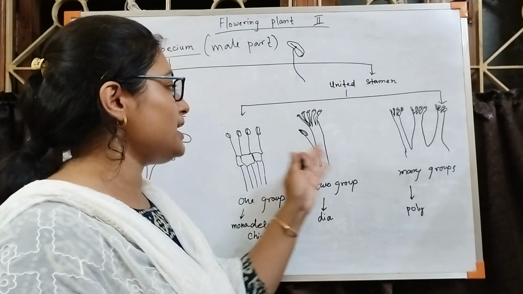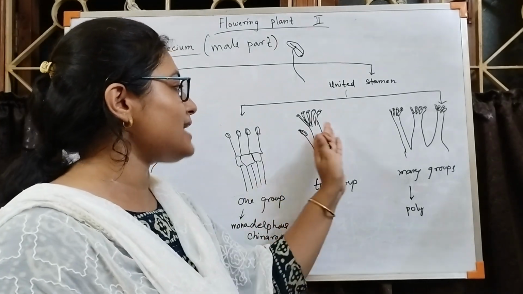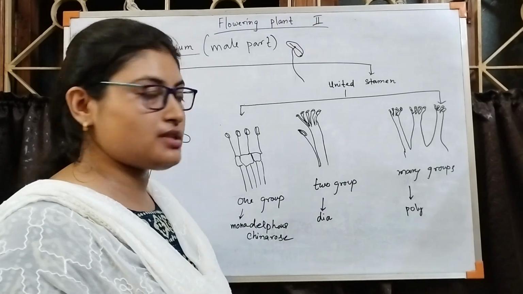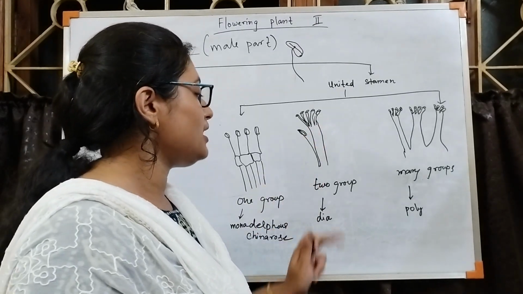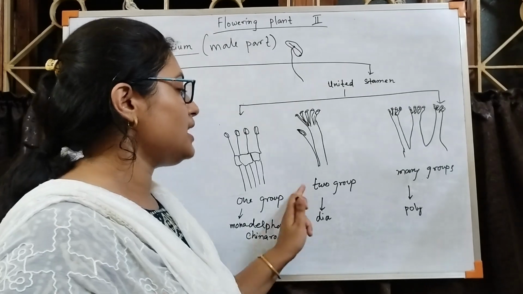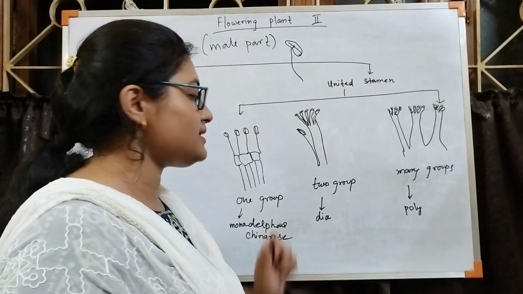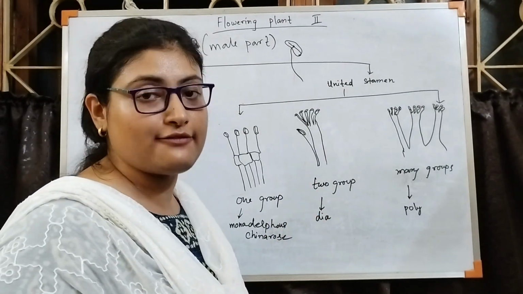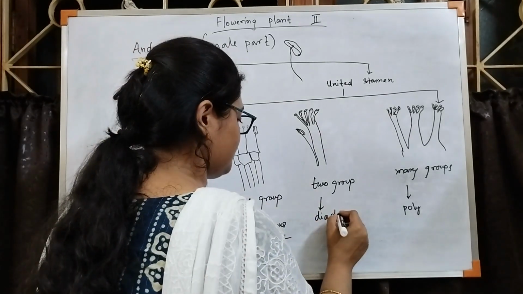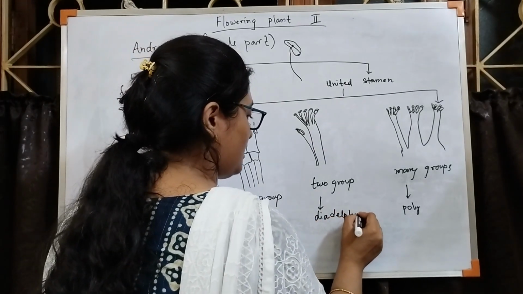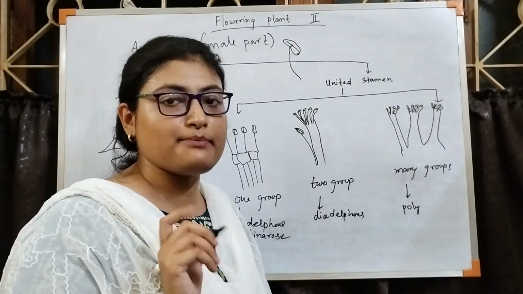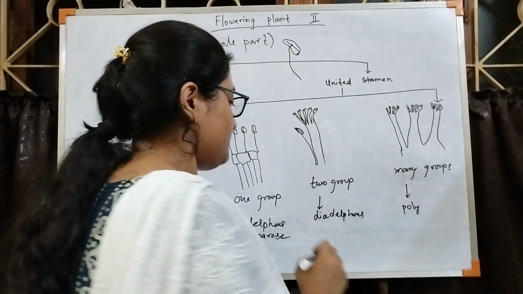Now coming to the next type, as you can see from the picture, there are two groups. There are two groups of anthers or stamens present in this particular flower. So as it is two, it is known as diadelphous. Dia means two. So diadelphous. This kind of arrangement can be seen in pea flower.